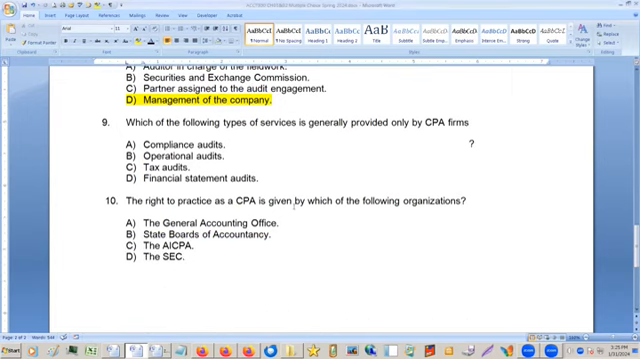Nine, which of the following types of services are generally provided by a CPA firm? Financial audits. B isn't a bad one. The operational audits are sort of like consulting. If they're not their auditors, they can definitely do those things. Sometimes if they're auditors, they can't. But operational audits can be done by CPA firms. But the financial audits, this is what the CPA license is all about.